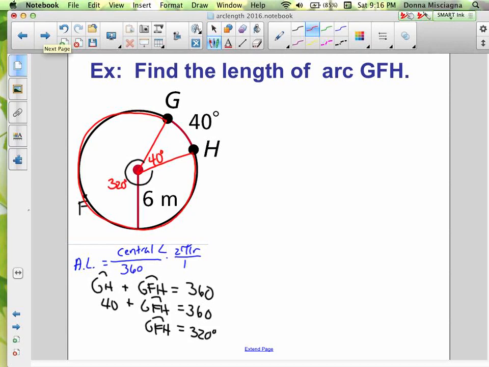To find the length of arc GFH, we're going to take the central angle, which is 320 degrees, divide that by the entire circle, which is 360 degrees, times 2 times pi, and the radius is 6 meters. And all over 1, so we don't have any trouble when we're reducing.